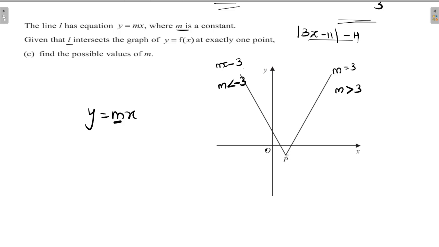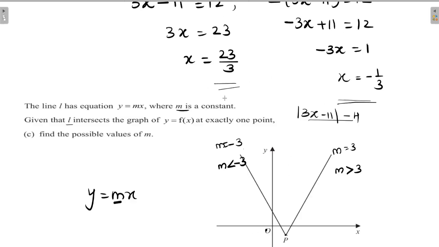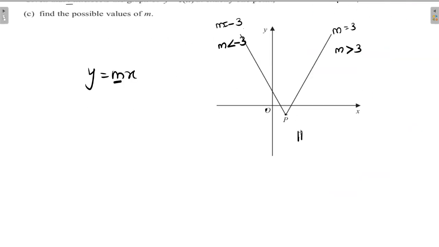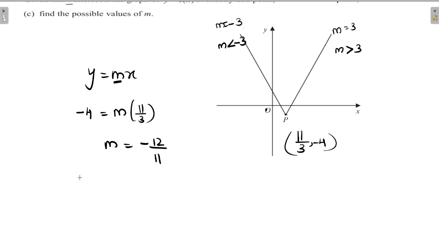Then there is one more possibility, because already we have found a point P. P is the point 11 by 3 and minus 4. Here what is the possibility of m? Let's replace here. Minus 4 is equal to m times 11 by 3. So m is equal to minus 12 by 11. So possible values are m greater than or equal to 3, m less than minus 3, and m equal to minus 12 by 11.